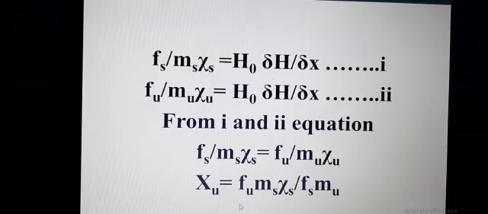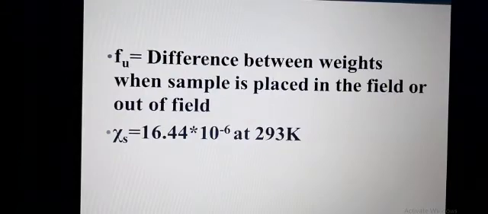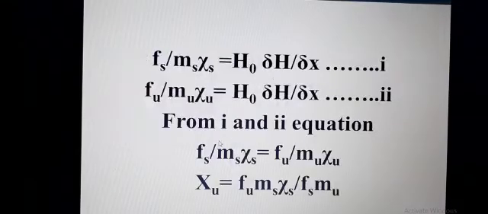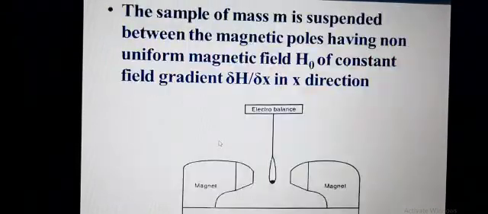So from this, we can easily calculate χu, the magnetic susceptibility of the unknown substance, by putting in the values of Fu. Fu is the force that is exerted on the unknown sample, and its value can be calculated from the difference between the weights when the sample is placed in the field or out of the magnetic field, and it can be measured with the electrobalance.